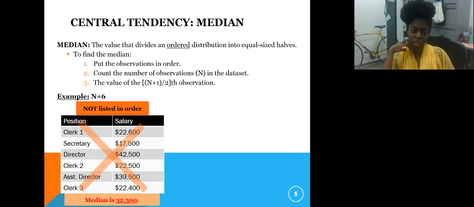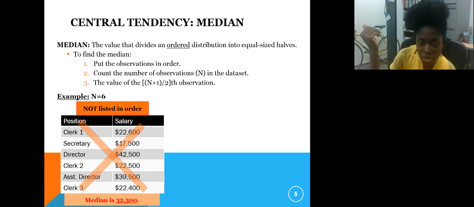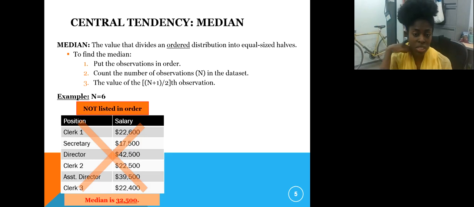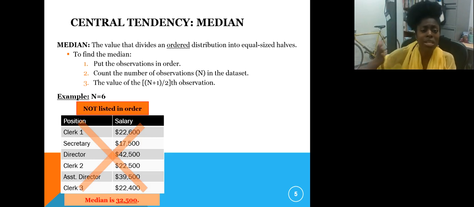No, we absolutely wouldn't say that. Why? Because we missed the first step. The first step says put them in order. If we're trying to get the median salary, then we need to put salary in order. So that means that we would start with 17.5, then go to 22,400, 22,500, 22,600, right? Or we could start with 45,500, 42,500. Then we would go to 39,500. Then we go to 22,600, and so on. So we could start with the lowest to highest. We could start with the highest to lowest, whatever. We just need it in order, right?